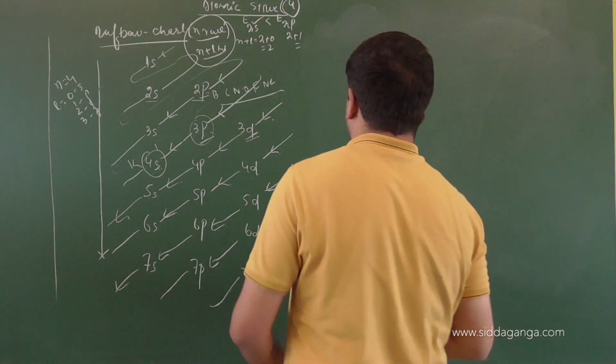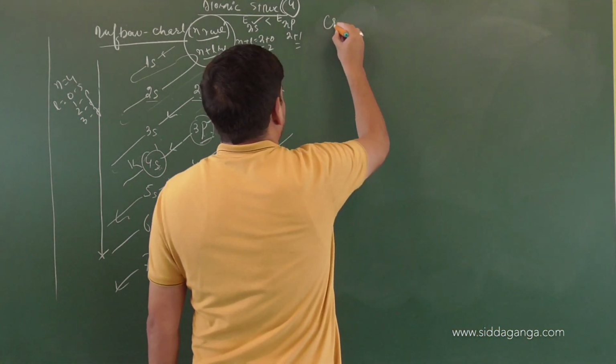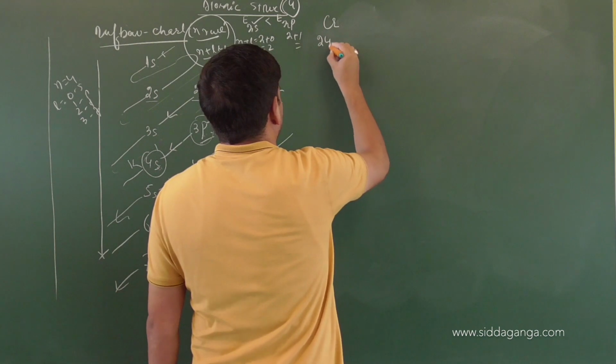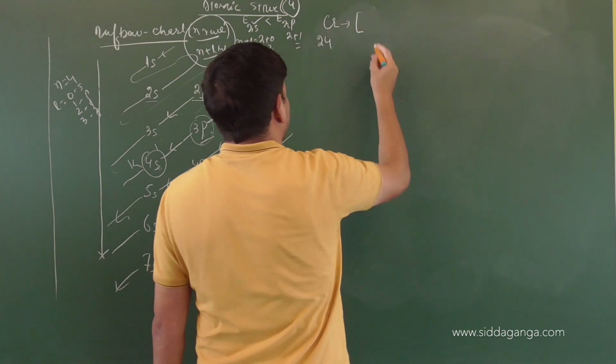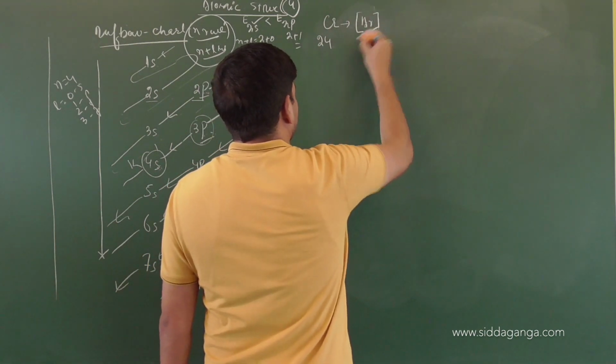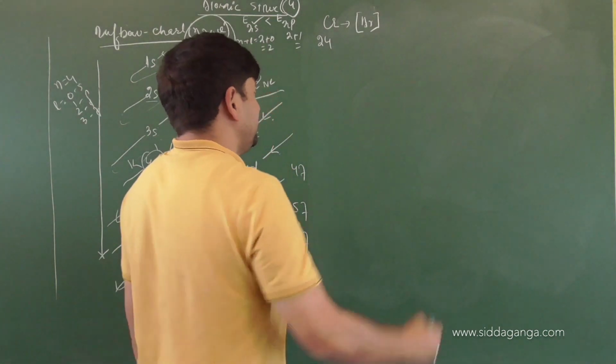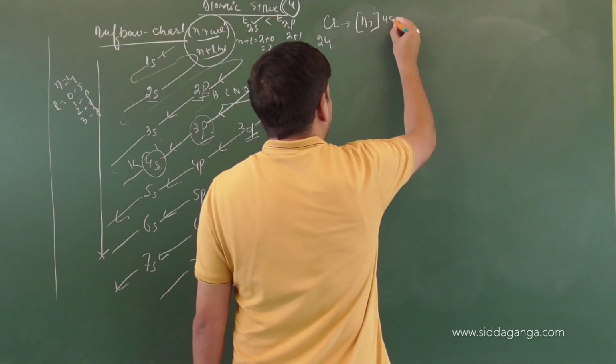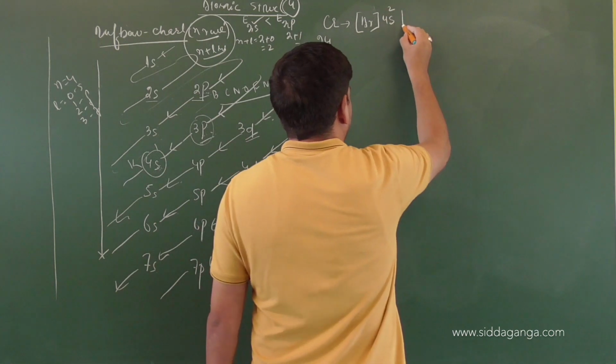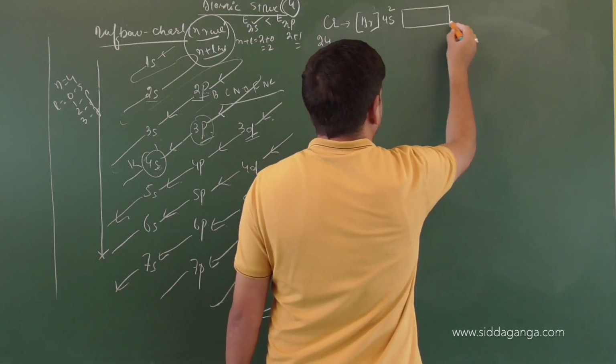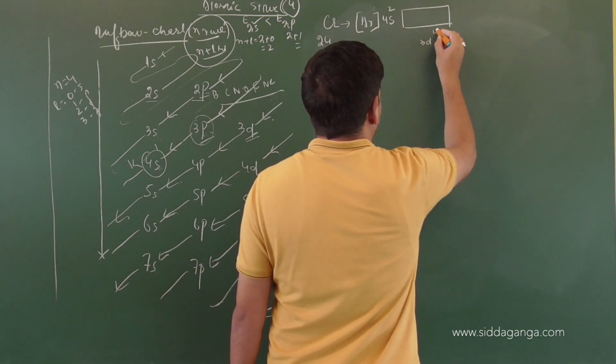Okay, now I have chromium here. So chromium, Cr, atomic number is 24. Now as usual I will write argon. So how many electrons are over? 18. Then you have the expected electronic configuration of 4s2, then 3d4. So 3d should be 4.